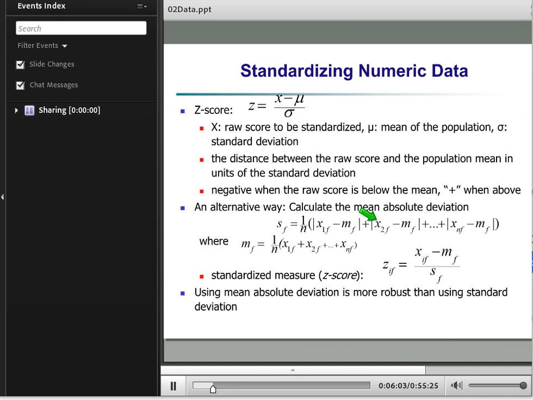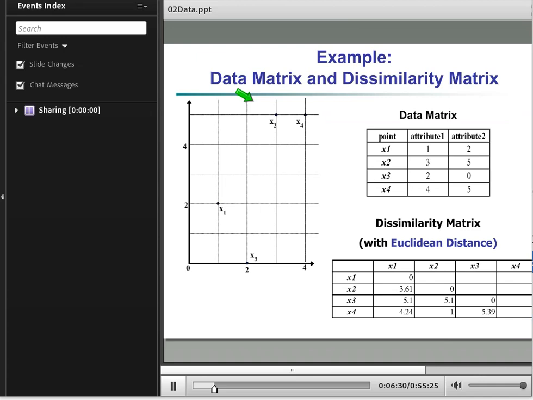This calculation is very simple, and some people say that using absolute deviation is more robust than using standard deviation to calculate z-score. It's an opinion, and maybe someone accepts this opinion, maybe someone does not.